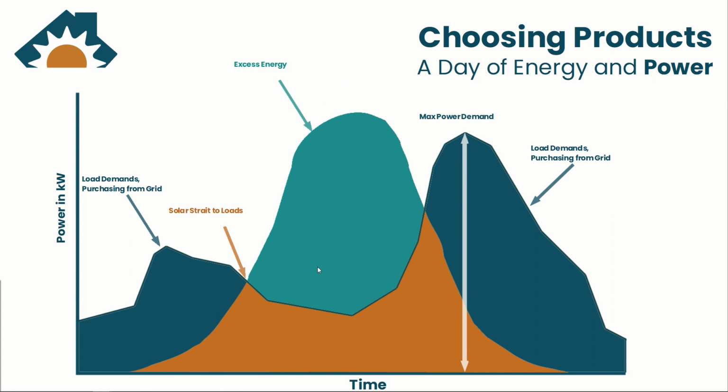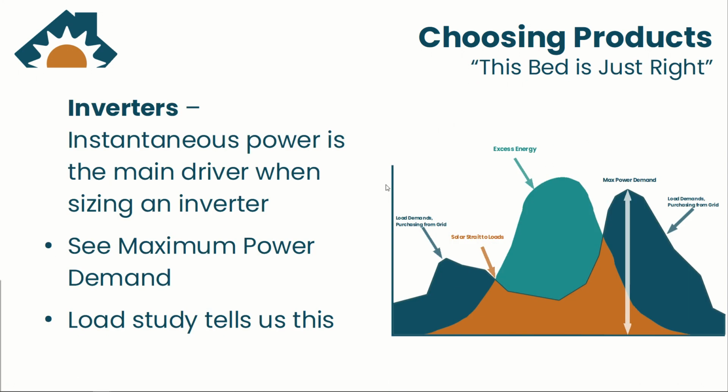The interesting thing is what happens here in the middle. Teal. This harvest isn't going to your loads because your loads are already being served in this gold area. This is excess energy. And we'll talk about what you could do with that later. Inverters are sized based on maximum instantaneous power. This is that white arrow that indicates the highest load demand that we talked about. This number is important when you're sizing your inverter.